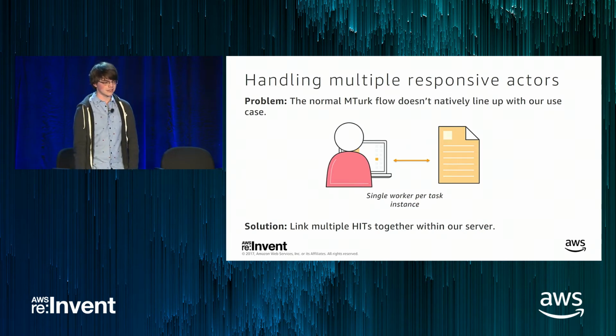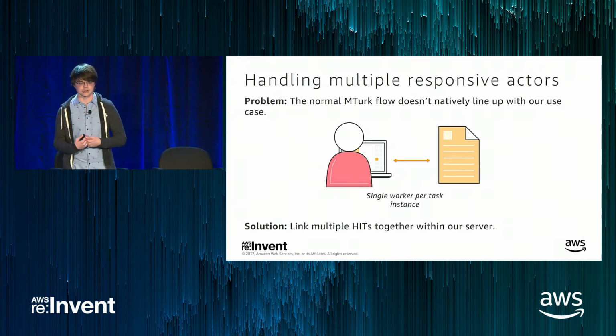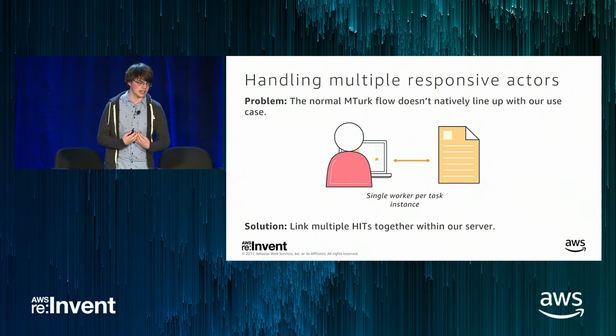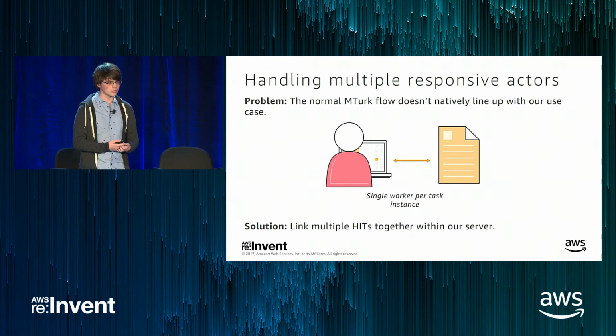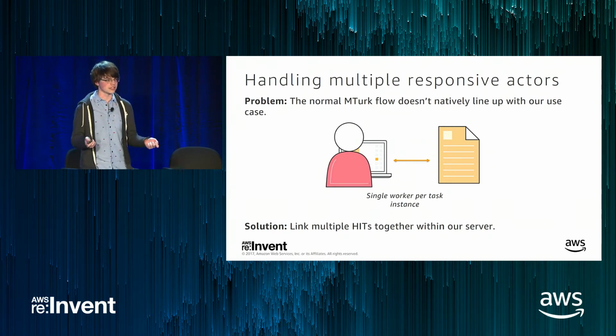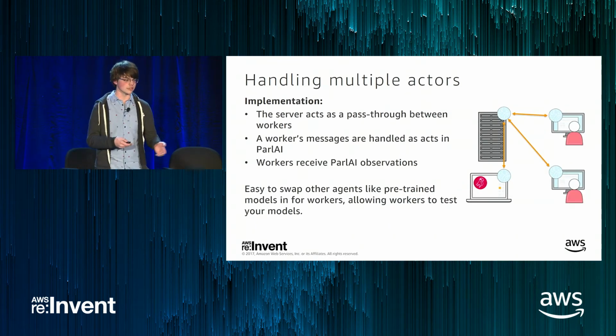The next problem is that the normal Mechanical Turk workflow doesn't natively line up with our use case. And that's generally because we want to have people talking to one another. And for the most part, Mechanical Turk is asynchronous, one worker, one task kind of situations. And initially, we thought this was a roadblock, but it turned out to not really be an issue because we had already set up one of these servers on our side. So all we needed to do was when workers accepted hits, we could just connect them and handle the content pass-through between the two. So we just link these hits together and have conversations on the server side.